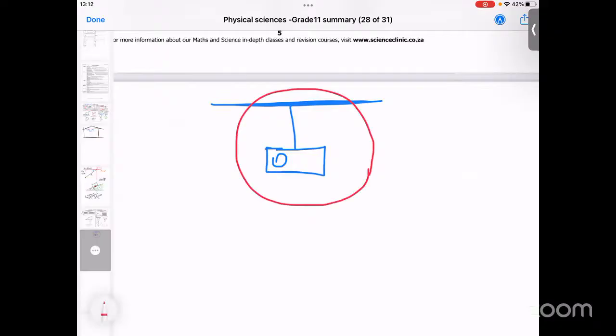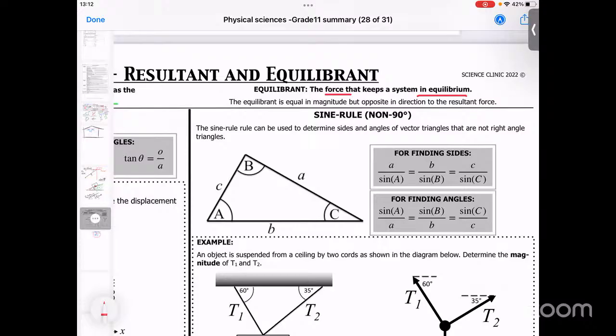So it is this cord, as a result of that tension, keeping this projector in that position. It is the one that keeps the system in equilibrium. Therefore, that type of force would be the equilibrant. So the equilibrant is equal in magnitude, but opposite in direction to the resultant force. Yes, I think this one makes sense, honorable member.